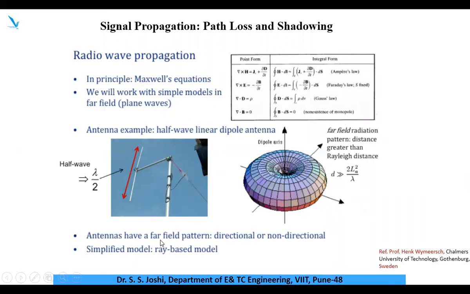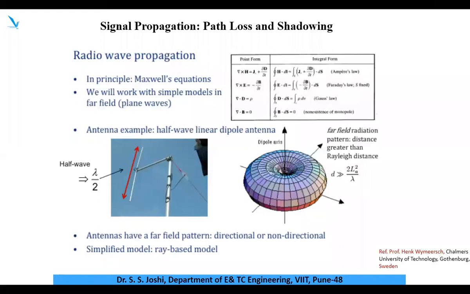So an antenna has a far field pattern, maybe directional or non-directional, and as the distance increases, the radiation pattern becomes flat. So we can consider a simplified model which is a ray-based model, where we consider the electromagnetic wave that is transmitted in terms of a ray.